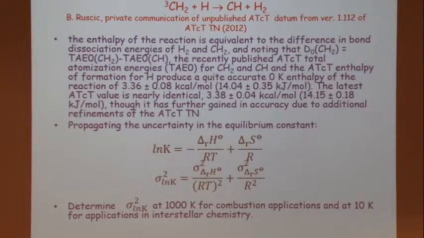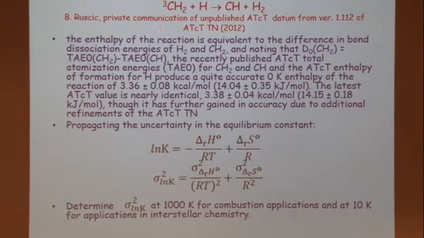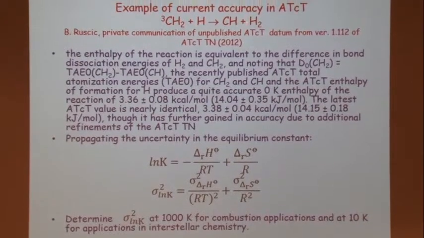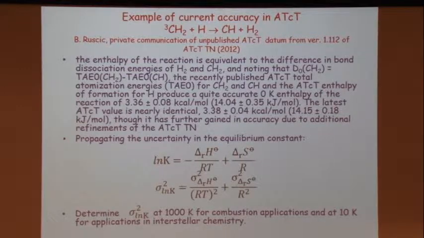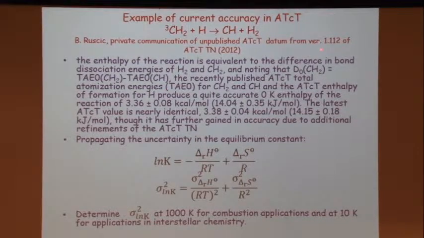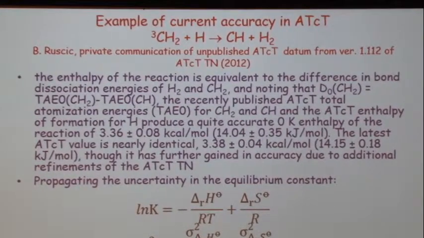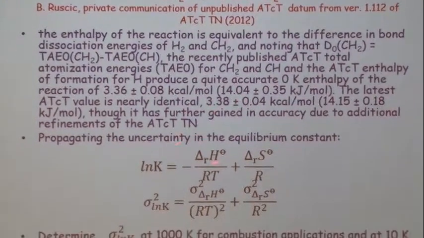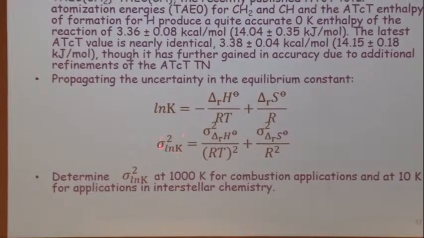Here's another example from the Active Thermochemical Tables. This is very recent, 2012. They wanted to know when methylene reacts with the H atom, it makes a CH plus an H2. Or in reverse, you get CH reacting with hydrogen, you get methylene plus H atoms. And this is a pretty important reaction in fuel-rich flames. And so here they used appearance energies from the photoionization experiments primarily, and then carefully propagated the whole network through and figured out the equilibrium constant for this reaction, and the error bar on the equilibrium constant.